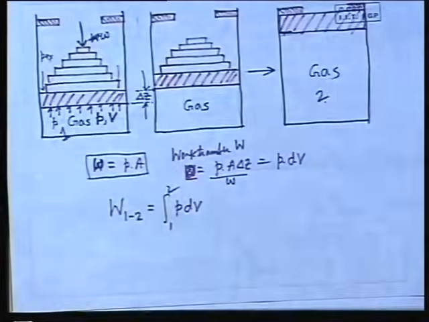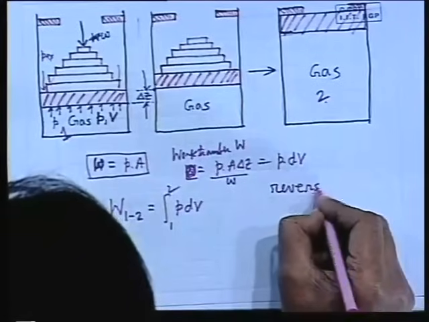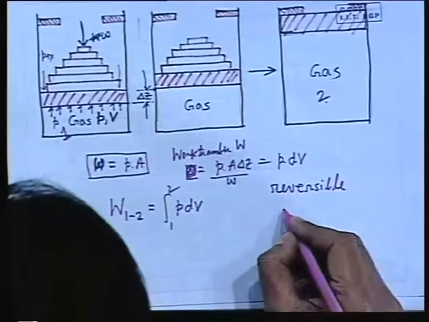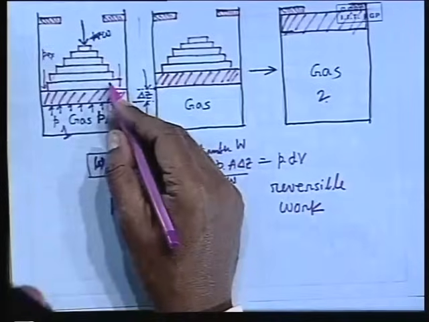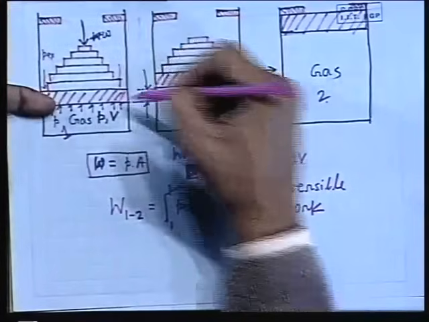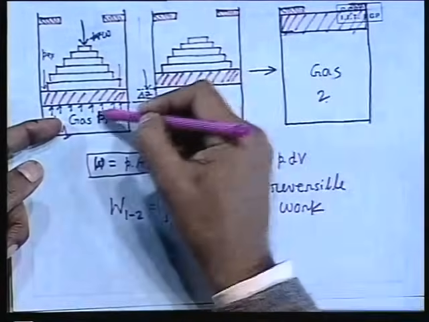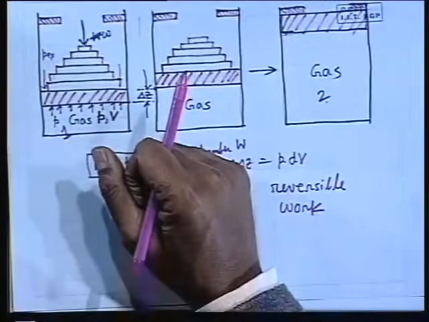And sometimes this is known as reversible work. The word reversible we will discuss while I will be teaching you the second law of thermodynamics. Because this process is a reversible process. That means if you want to go back from this position again to the initial position through the same quasi-equilibrium states, you will get back this work.